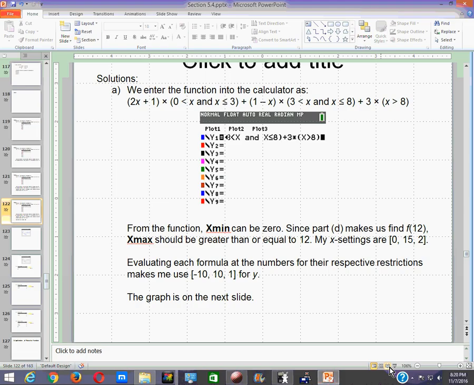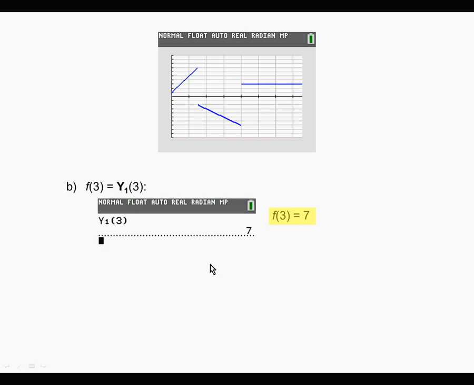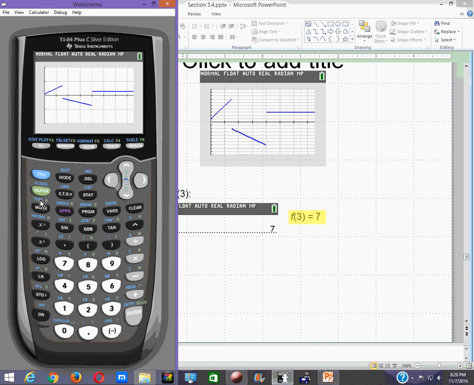I'm wondering, what did this look like? I'd had a different scale, that's why it looks more crowded. Now, for f of 3, it's y1 of 3. So again, we've done this so many times before, hopefully you're sick of it. So vars, y vars, function, enter, of 3, and we get 7. Then part C was f of 5, so just do second enter, change the 3 to a 5. Here we get negative 4.